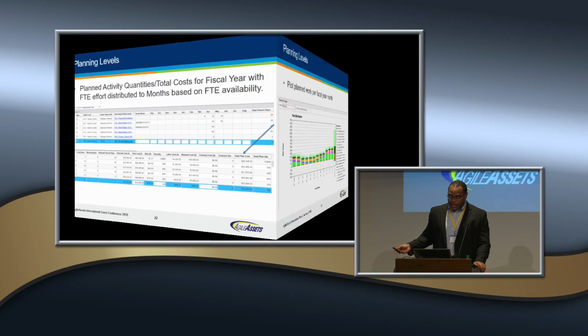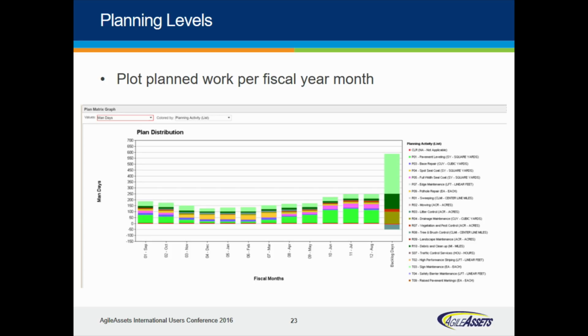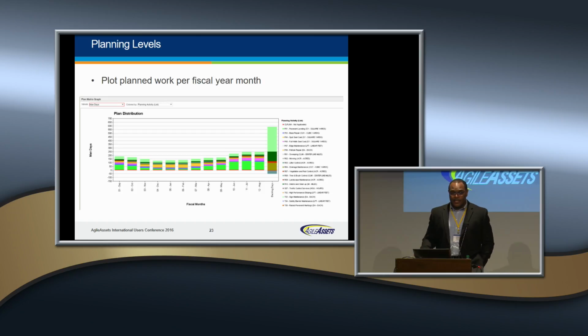Once we have the plan set up, we do have the option of looking at it graphically to see by FTEs or by cost what the distribution of that plan looks like over the course of the year. And then that last big bar, that is really the backlog, what has not been allocated to a specific month as yet.